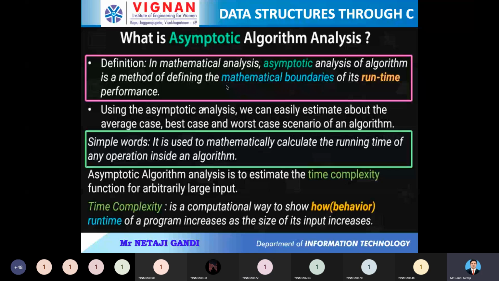Yes, sir. Here the mathematical boundaries can be found, that is, the time taken and how you can calculate it. The notations can be used according to the mathematical view and the system point of view. Both are calculated by using asymptotic algorithm analysis.